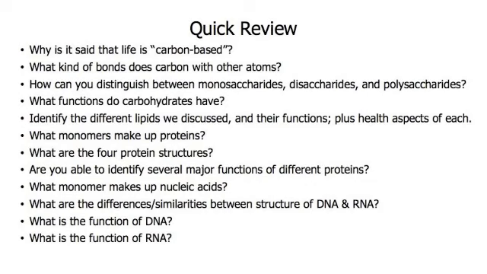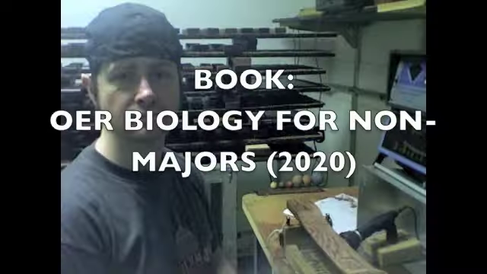Identify the different types of lipids that we discussed, their functions, and the health aspects of each. What monomers make up proteins? What are the 4 protein structures? You should be able to identify several major functions of different proteins. You should know what makes up a monomer of nucleic acids. You should also know the differences and similarities between the structure of DNA and RNA. And furthermore, you should know the function of DNA and RNA.